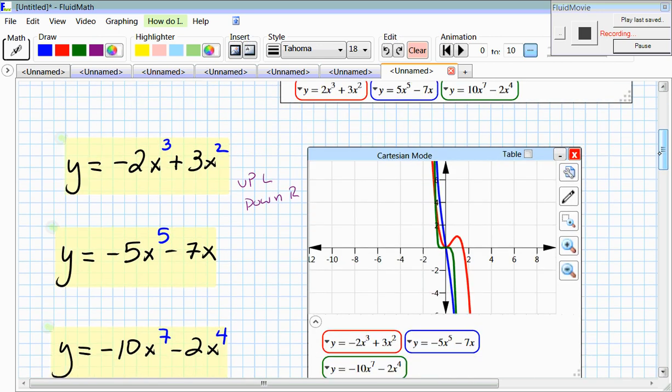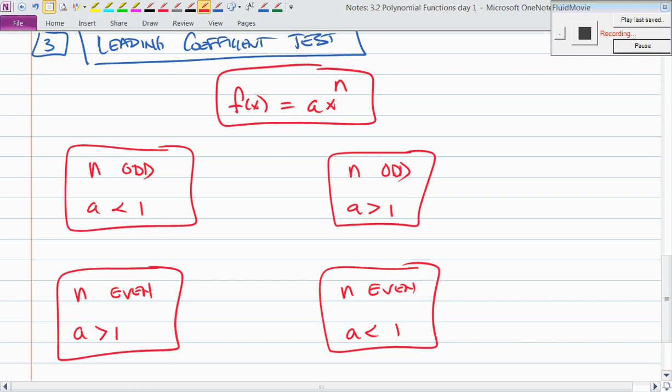Check it out. N is odd, our exponent is odd, our coefficients are less than 1. What's the end behavior here? So, down on the right. This one we're going to up on the left, down right. Up, left, down, right.